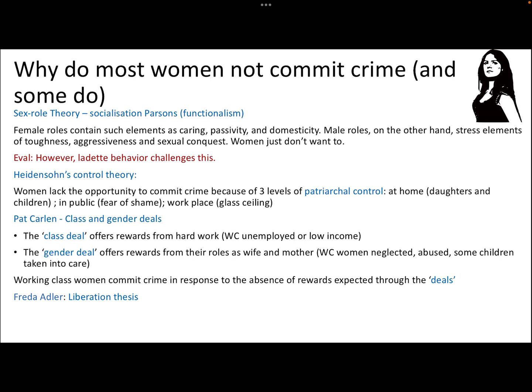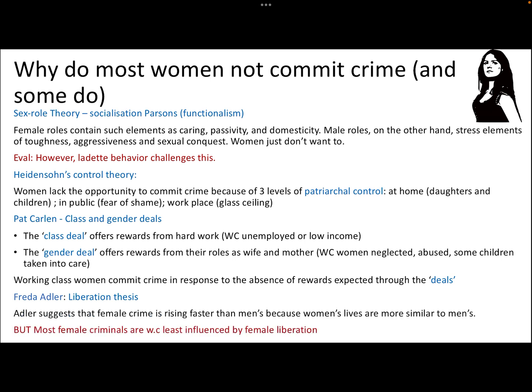Okay. Whereas Freda Adler, perhaps we can use her liberation thesis to explain crime more broadly across women in other classes. Because she said that female crime is actually rising faster than men's because women's lives are becoming more similar to men's. So this might explain women becoming a bit more involved in organized crime, women taking part in some higher level crime where they're gaining access to some of the corporate responsibilities as they break through the glass ceiling. Which sounds like a really great theory, and her theory's from like the 1970s.